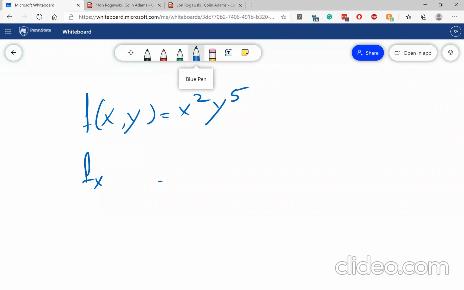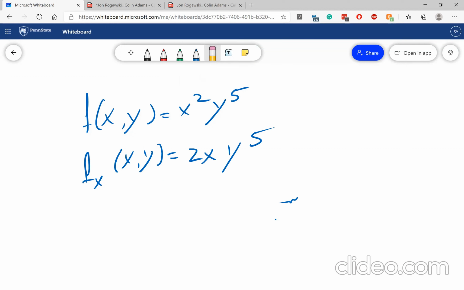So partial with respect to x of x comma y, well, that's just keeping y constant, so that would be 2x y to the fifth power. Okay, partial with respect to y of x y would be x squared times 5y to the fourth power. Again, now we're keeping x constant. Okay, any questions about this?